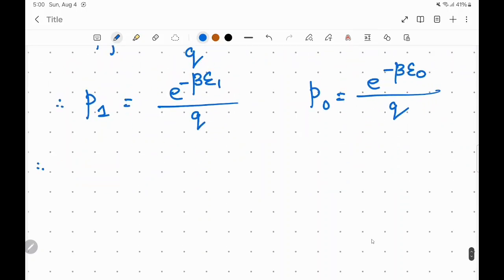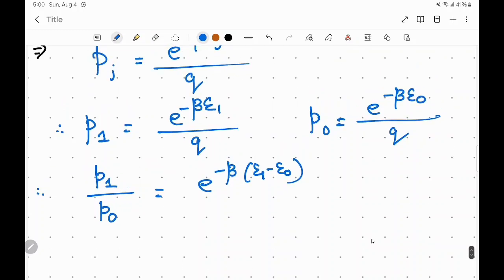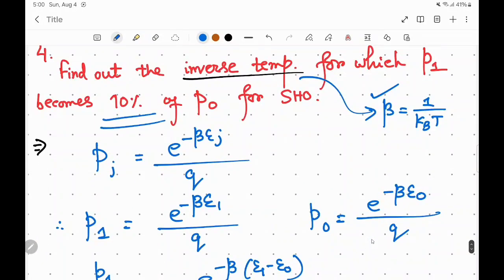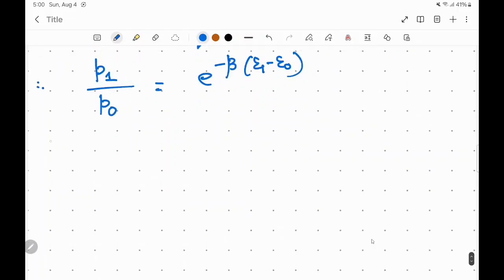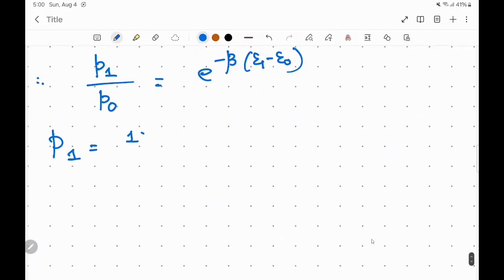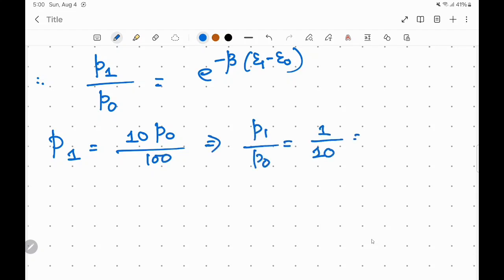Now you just do it. So we have to do P1 by P0. It is e to the power minus beta times epsilon 1 minus epsilon 0. Now we have P1 as 10% of P0, so P1 is 10 into P0 by 100. So P1 by P0 is 1 by 10, equal to e to the power minus beta times epsilon 1 minus epsilon 0. You know this value, that is the epsilon gap.